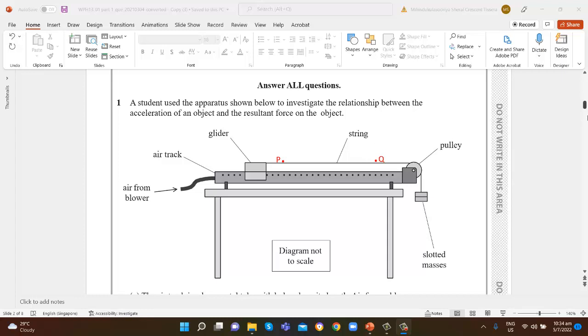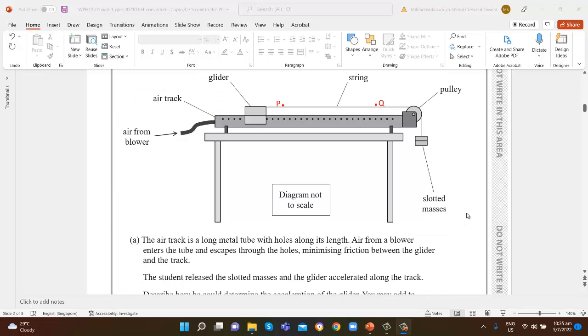A student used the apparatus shown below to investigate the relationship between the acceleration of an object and the resultant force on the object. So you have to understand the picture: air from blower, air track, glider, string, pulley, slotted mass, and they have mentioned the diagram is not to scale. If it is to scale, you can take any measurement by ruler and do the calculation, but here it's not.